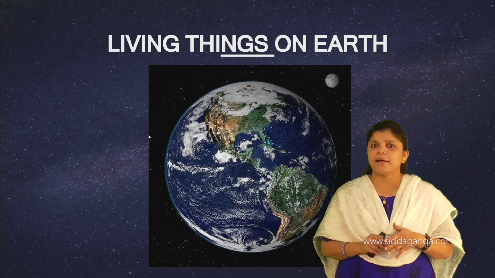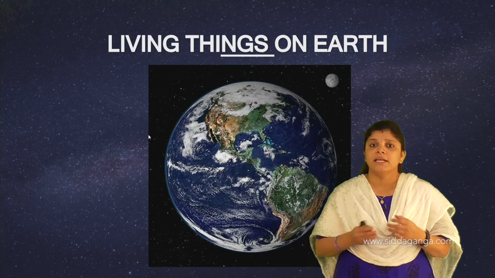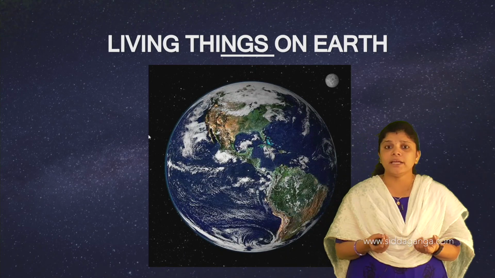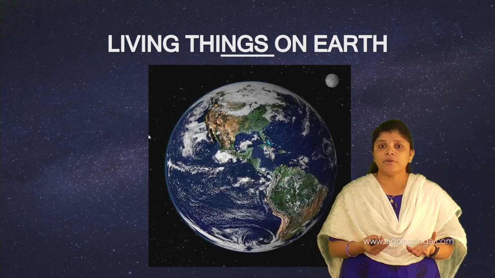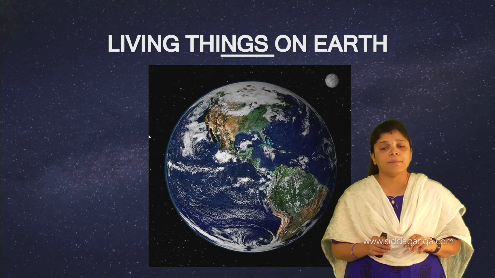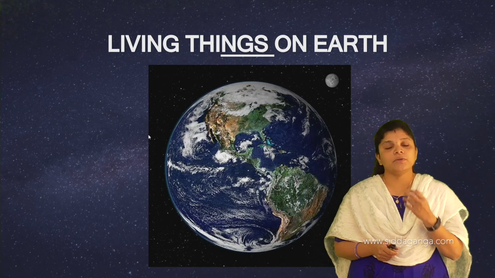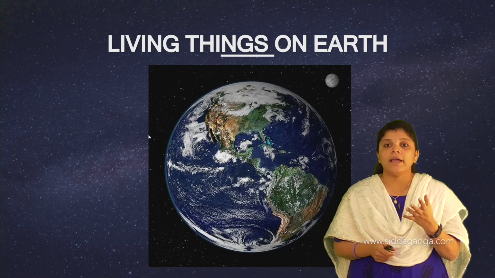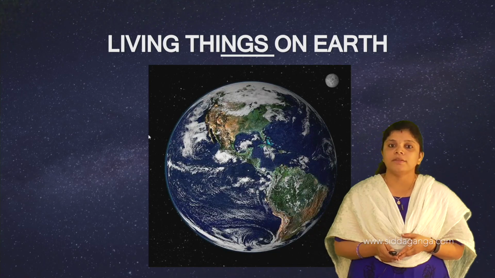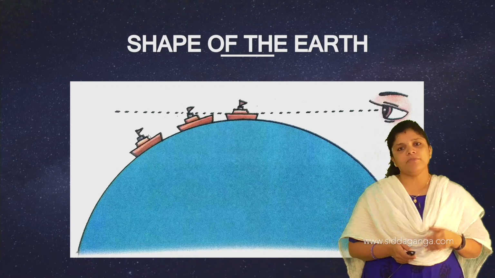And the other planets also, we cannot survive on them. Why? Because there is no water, there is no air, and we cannot get food either. So that's why we cannot survive on other planets. Okay, yes. You learned why life exists only on the earth. Understood? Yes, right. Next, the shape of the earth.